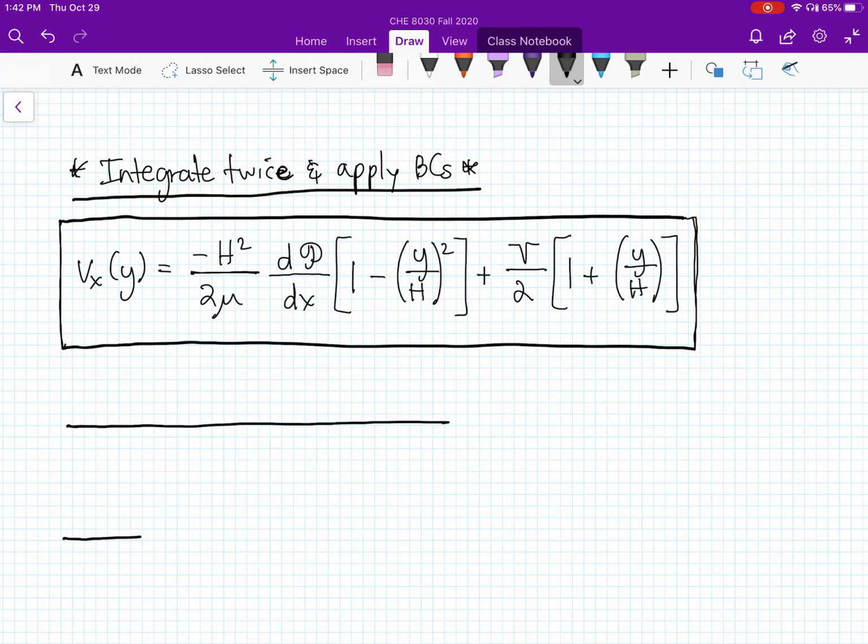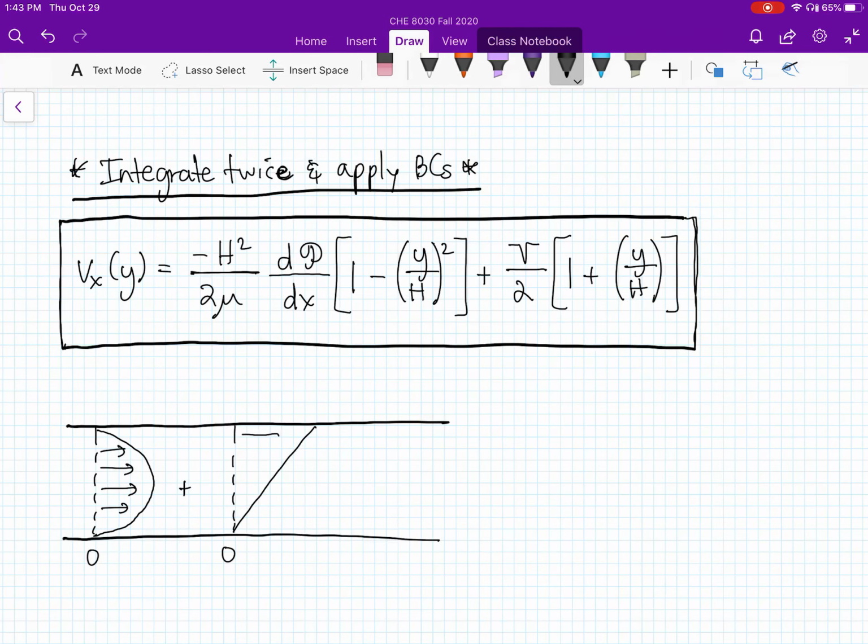So what do those velocity profiles look like? We already know what the velocity profile looks like for our simple parallel plate flow. We will add to that our Couette flow. And what we end up with is a velocity profile that is slightly skewed towards the top of the channel.